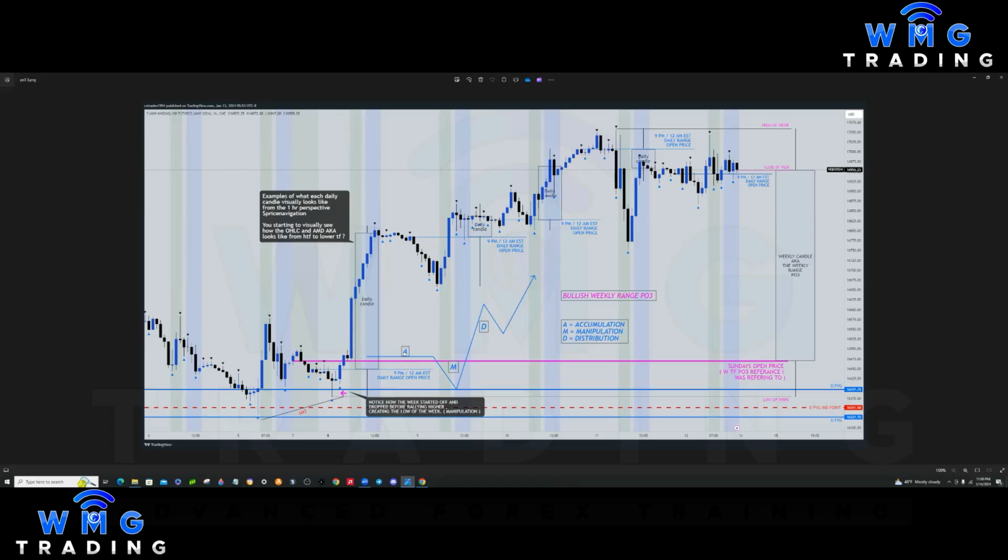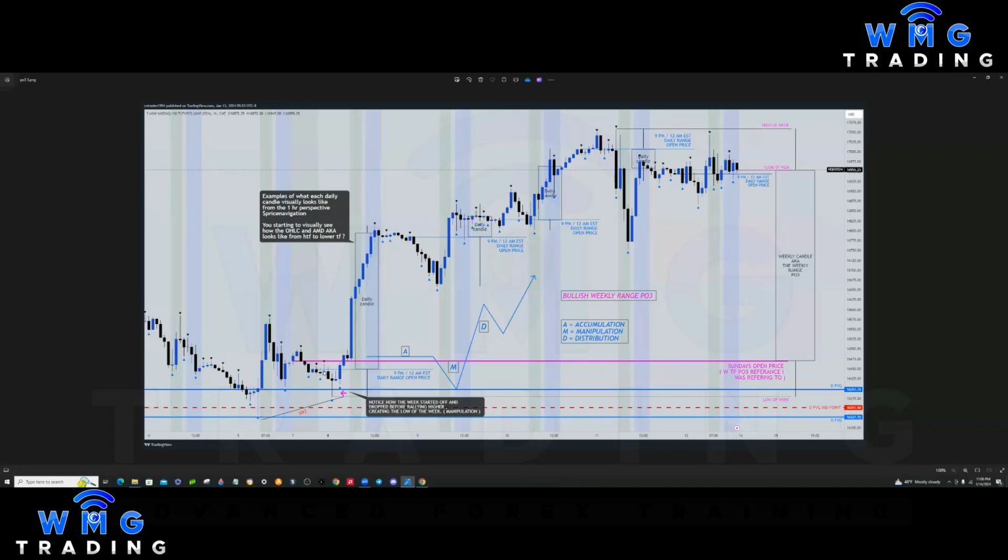So remember, accumulation, manipulation, distribution is, basically, accumulation's consolidation. Manipulation is like the fake move going against the bias. In this case, it would be a bullish bias. And then you can also see the distribution, which is basically the accelerated move, pumping price off in the direction it's headed towards, to keep it simple. So you could see every day that was bullish followed this wonderful logic.